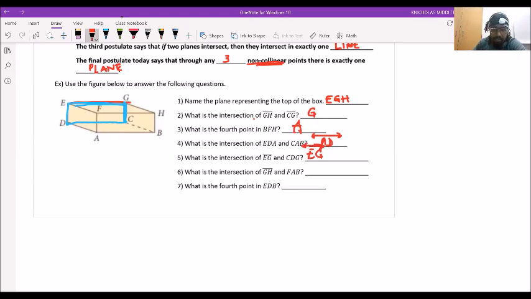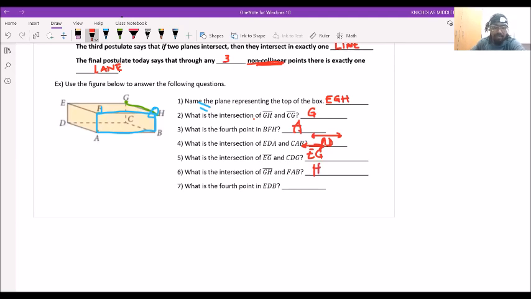What is the intersection of GH and FAB? What is the intersection of GH, which is here, and FAB? So FAB seems to be the front. Oops, I should use a different color. FAB is the front. Okay, and so you'll see, like, okay, it's not like number 5 where it was that whole line. These meet at just one point, and that point is H.